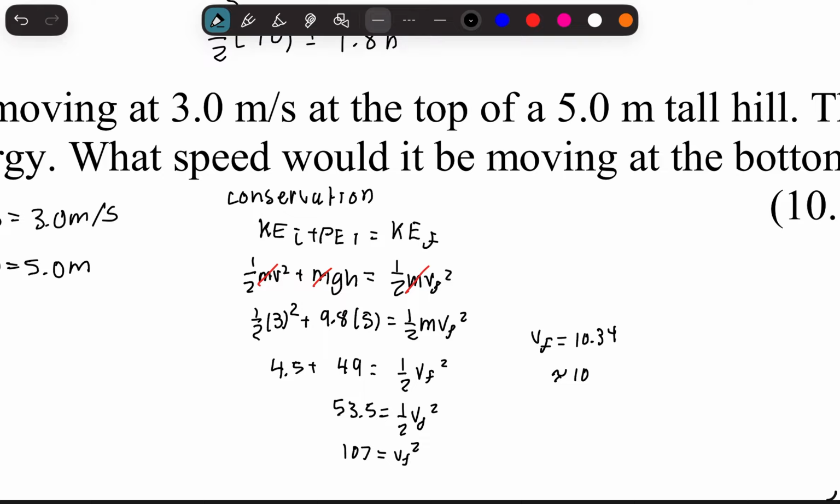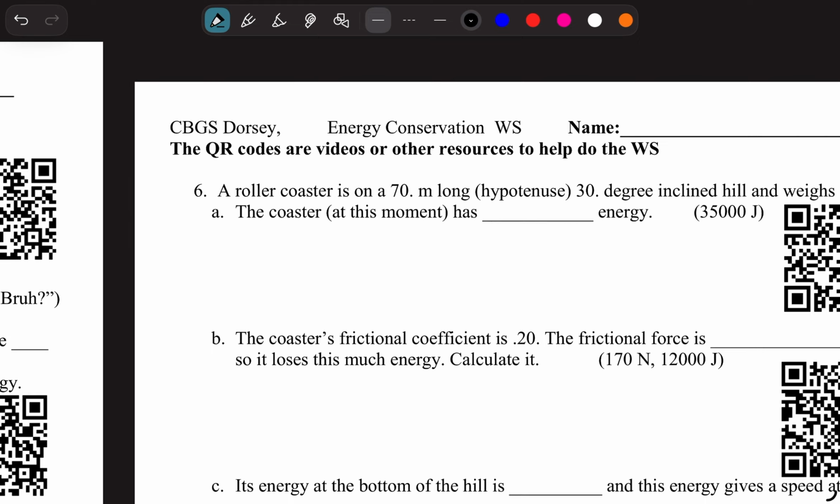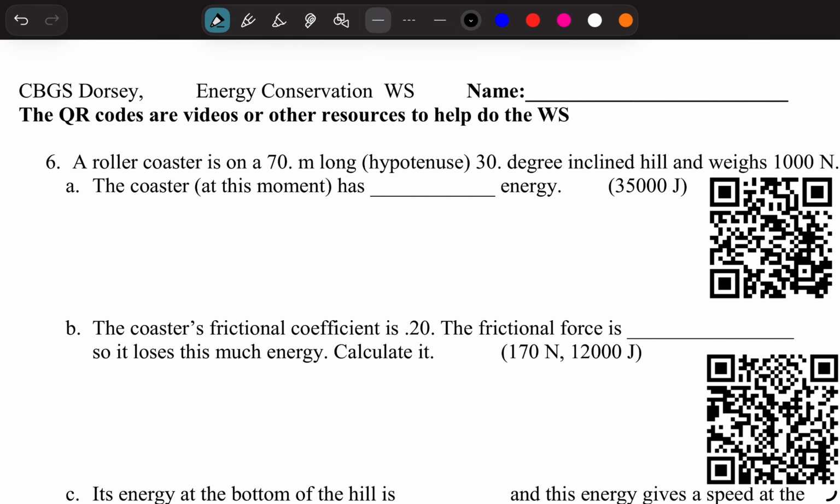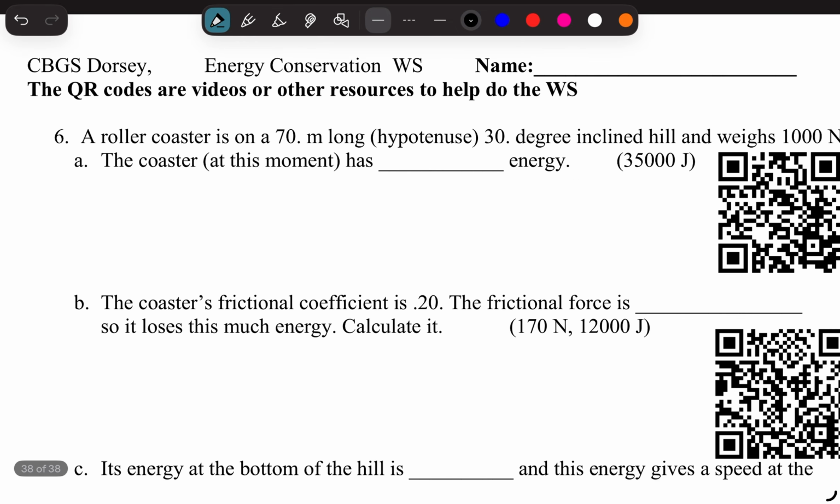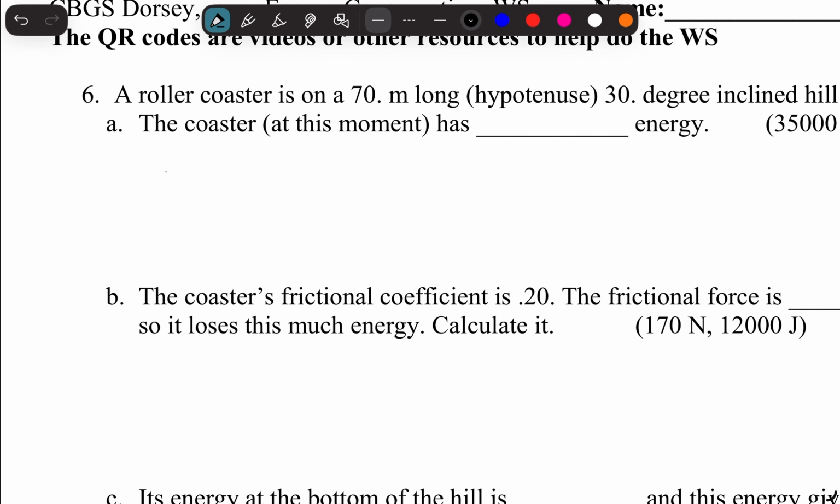And that's approximately going to be 10 meters per second. A roller coaster is on a 70-meter long hypotenuse and has a 30-degree incline from a hill, and it weighs 1,000 newtons. The coaster at this moment has a blank amount of energy. So we know that the incline length, the hypotenuse, is 70 meters. Our theta is 30 degrees, and our weight is 1,000 newtons.